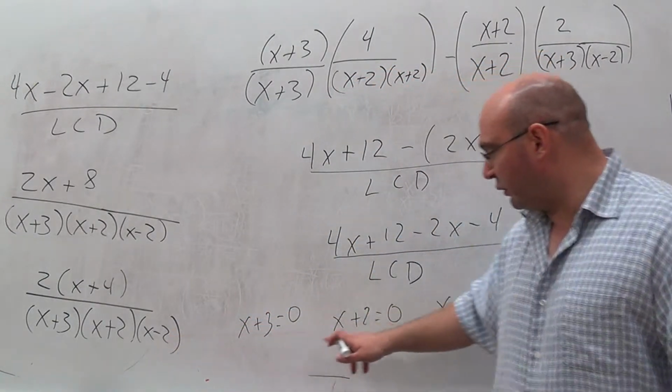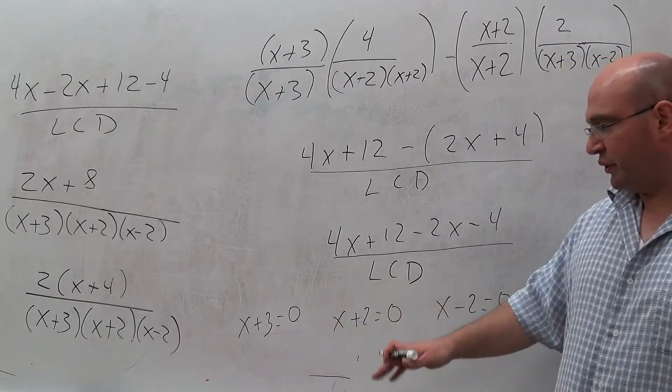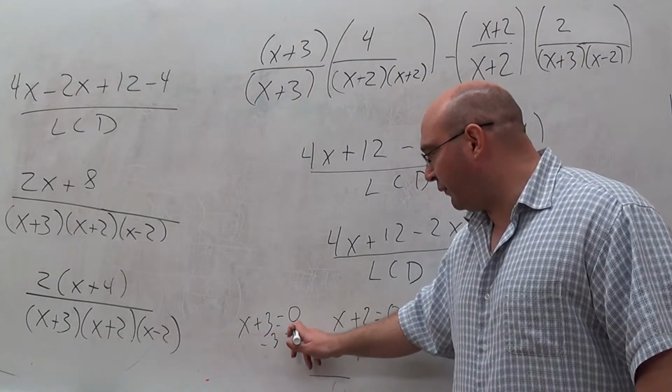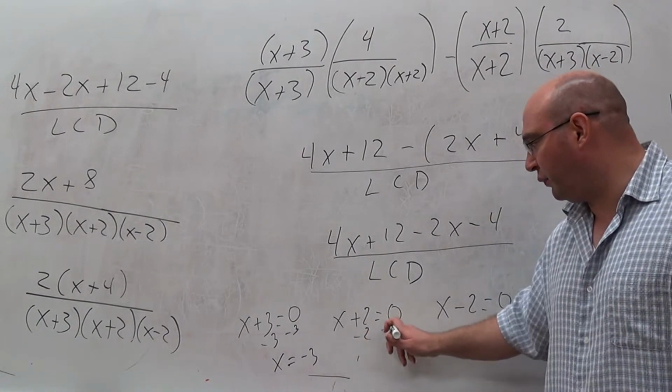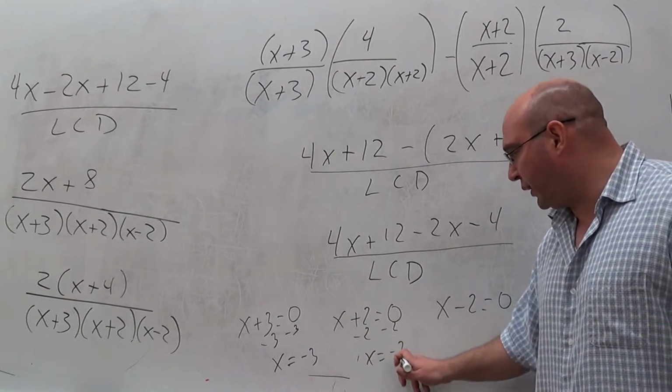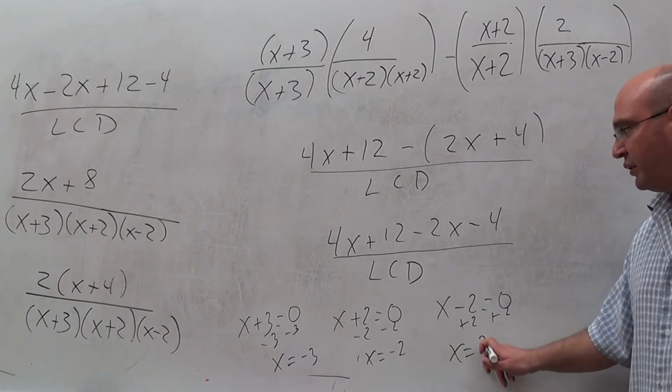So I set each binomial up to say it's equal to 0. I subtract 3 from both sides. x is negative 3. Subtract 2 from both sides. x is equal to negative 2. And I add 2 to both sides. So I say x is 2.